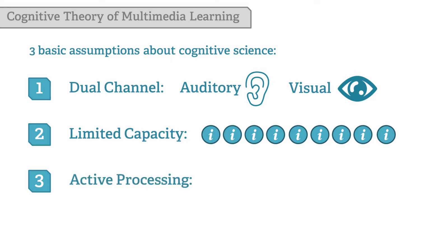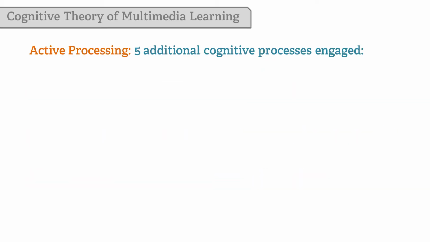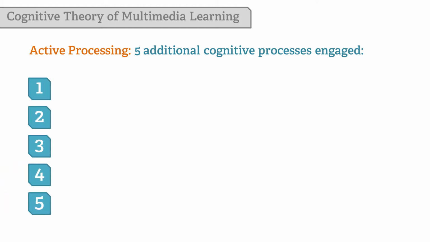The third assumption is active processing. Now this one is a little bit more involved, suggesting that for active processing to work, both auditory and visual channels must be engaged. This assumes that in multimedia learning there needs to be 5 additional cognitive processes engaged all at the same time for active processing to work, specifically focusing on what we see more than what we hear.